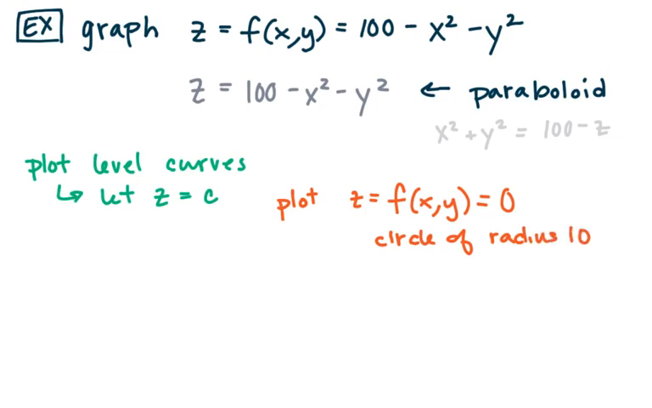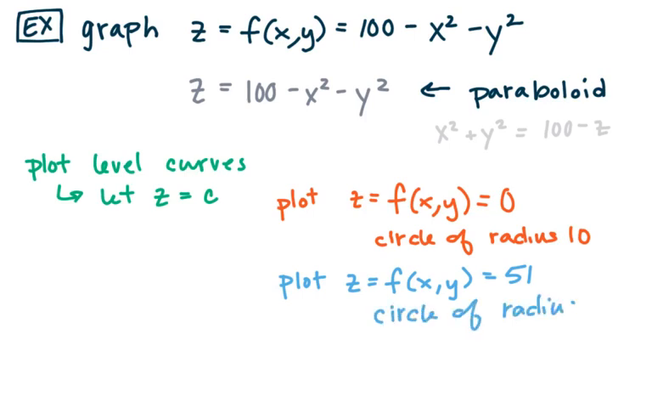How about if I were to plot z equals f of xy equals 51. So if I take this 51, I plug it in up here. 100 minus 51 gives me 49. So x squared plus y squared equals 49. That's a circle of radius 7.